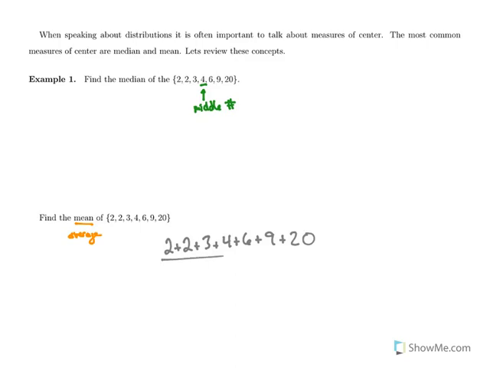And then dividing by how many numbers you have. We said there are 7 numbers, so we will divide by 7. If we do this calculation, we're going to get about 6.57.